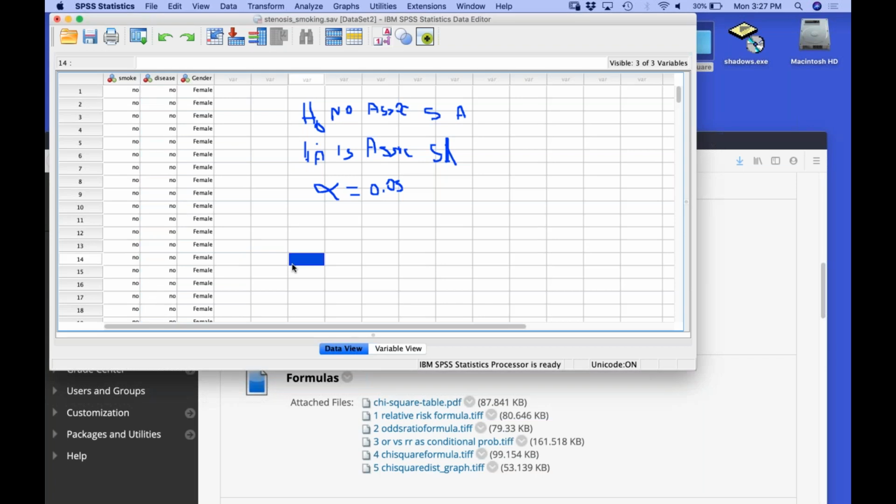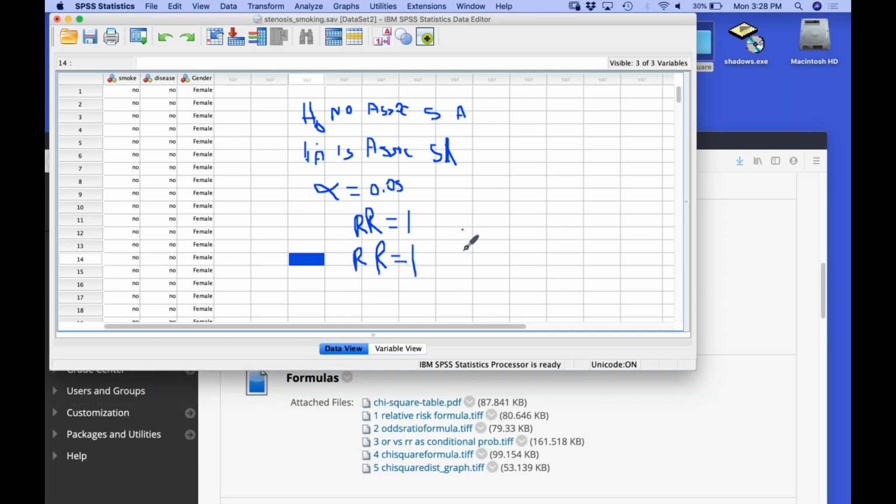The other thing I'm going to do is calculate my relative risk for smokers versus non-smokers, and my null hypothesis is that the relative risk is equal to 1. In other words, the risk ratio, or relative risk, shows no difference between the risk for smokers and non-smokers. Since the numerator and the denominator are the same, that's equal to 1. And my alternative hypothesis is that the relative risk is not equal to 1.